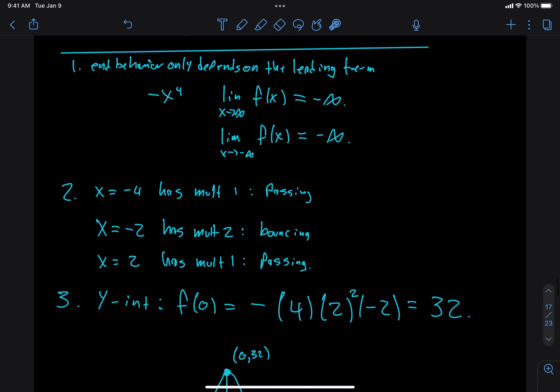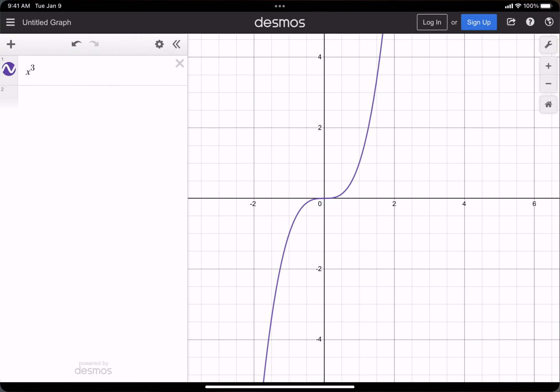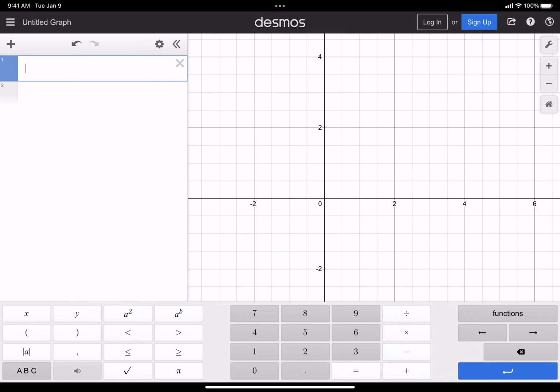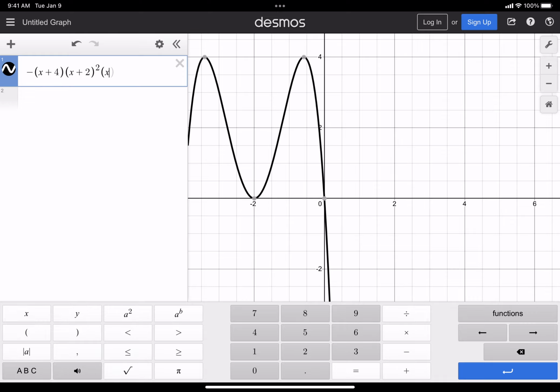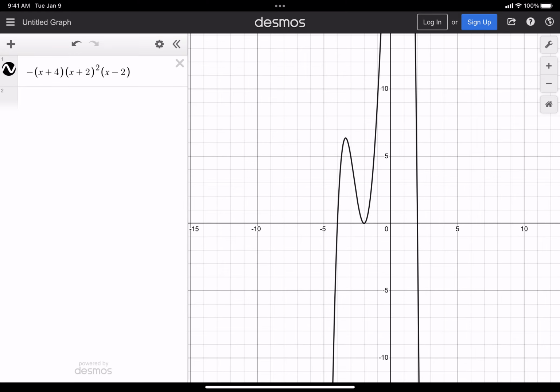Let's see how we did. Does someone have this written down who can dictate it to me? Actually, I think I remember what it was. It was negative, and then x plus 4, and then we had x plus 2 squared, right? Yeah. And then we had x minus 2. Yeah? And that was it. Okay, let's see how we did.